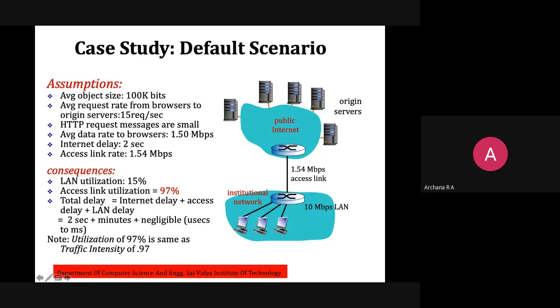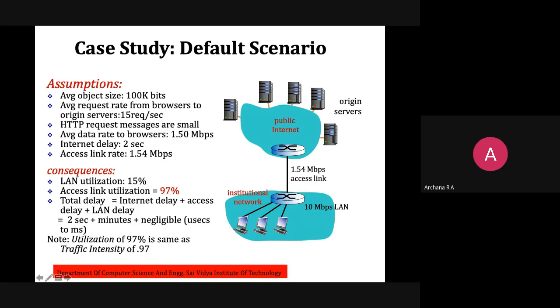Okay, and then access link rate. So what do you mean by this access link rate? This is nothing but the maximum speed that data can move across the wireless link between the wireless client and a wireless router.